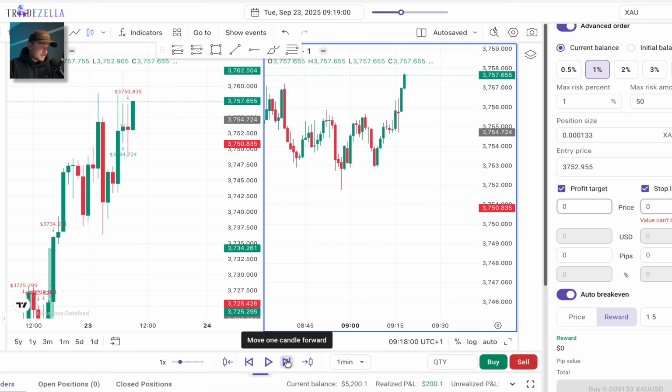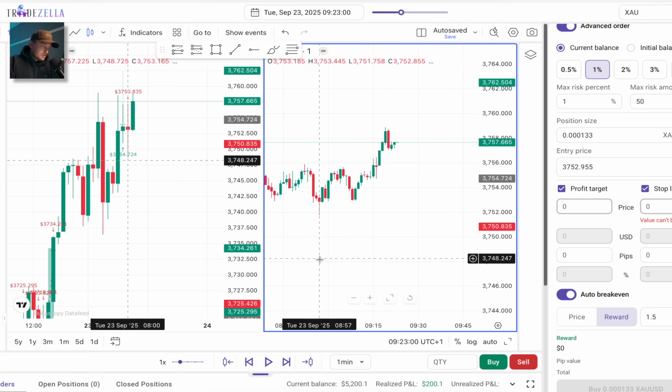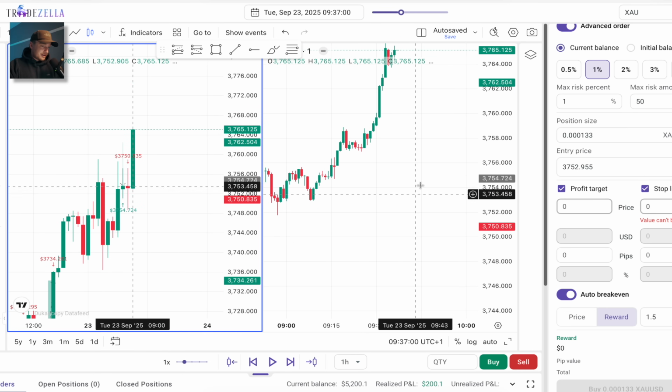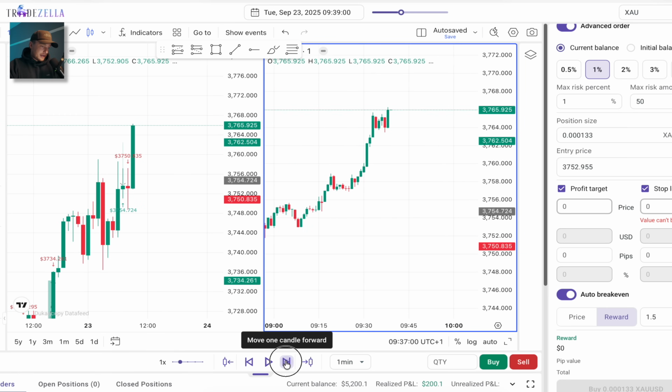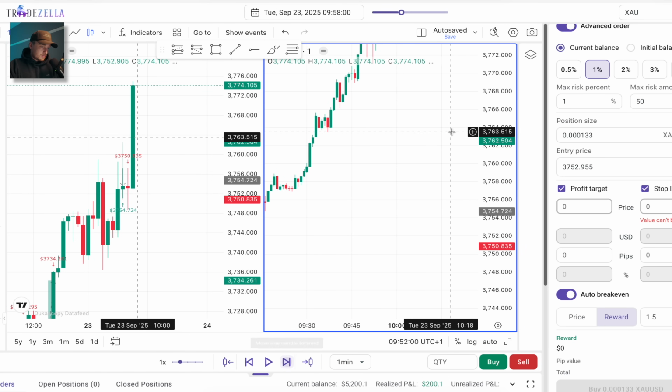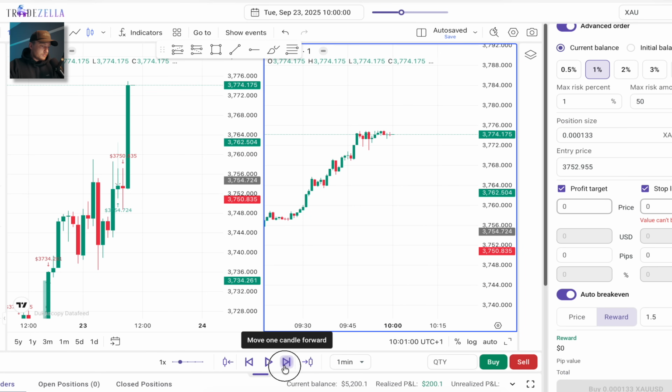Now this is just moving sideways for me now. We just need to wait. We just need to be patient. That's the hardest bit about trading, not taking trades that aren't there. We just need to wait. Good thing is we can be doing other things at this point. So let's just keep going.